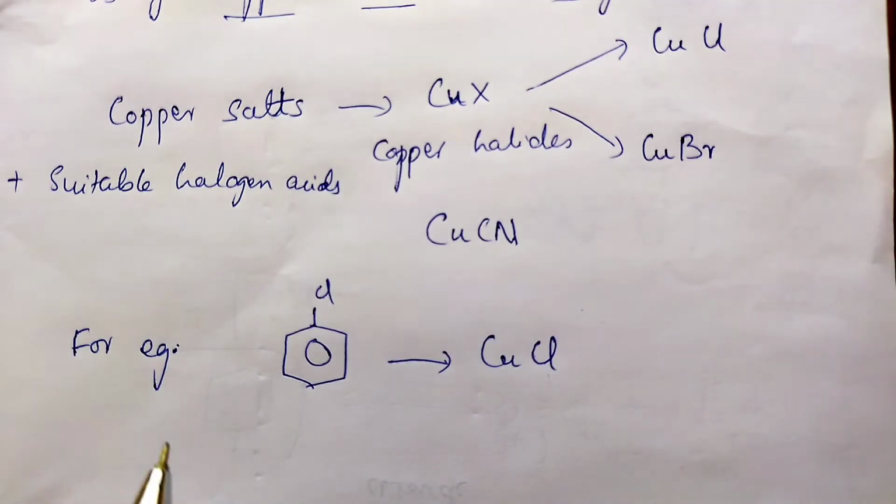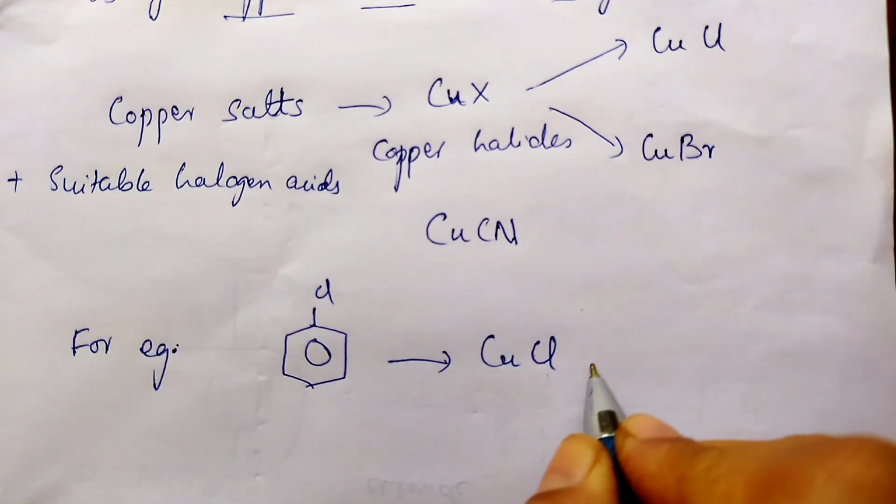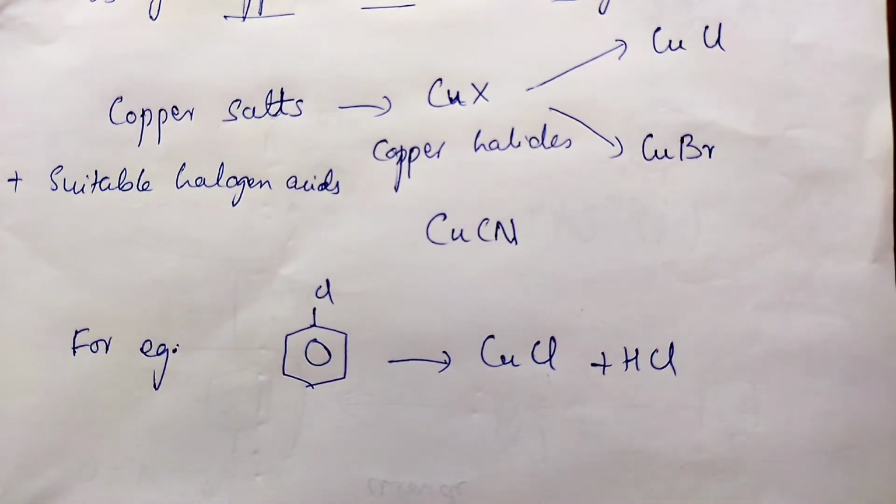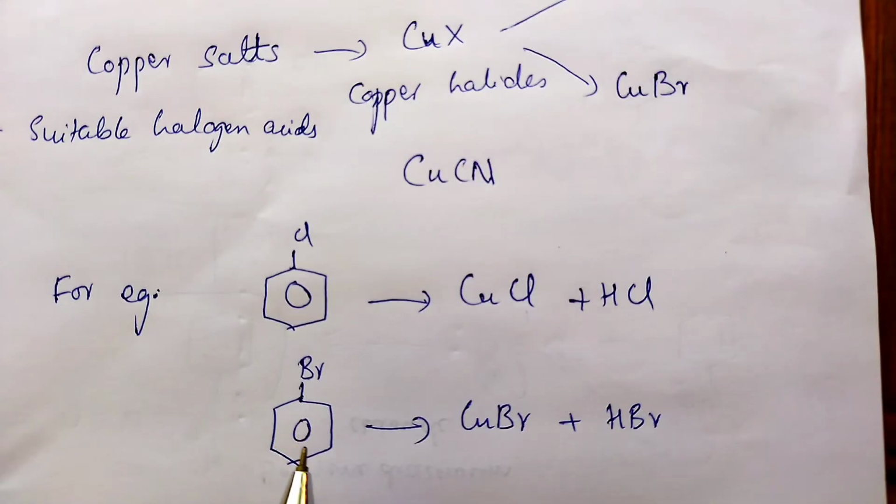For example, if you want to prepare chlorobenzene, the catalyst used will be copper chloride, cuprous chloride. In that case, suitable halogen acid is hydrochloric acid. And if you want to prepare bromobenzene, catalyst used would be cuprous bromide along with the acid HBr.